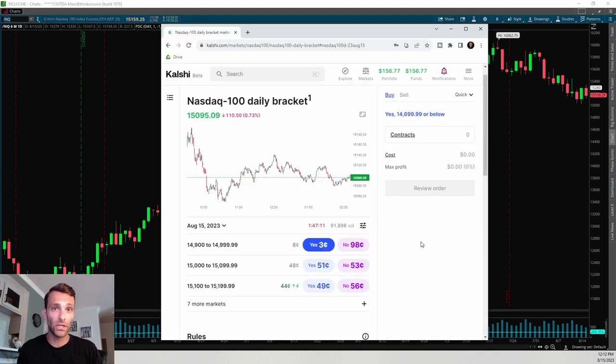And now structuring the trade, going into the NASDAQ 100 daily bracket, we would be looking at that 14,600 level, probably up to about that 14,800. So any of those ranges, we don't want to go too far out. And then what we would want to do is trade the yes contracts to the upside, because if it does have that upside follow through and it breaks out, there's the likely probability that it closes in those upper ranges.